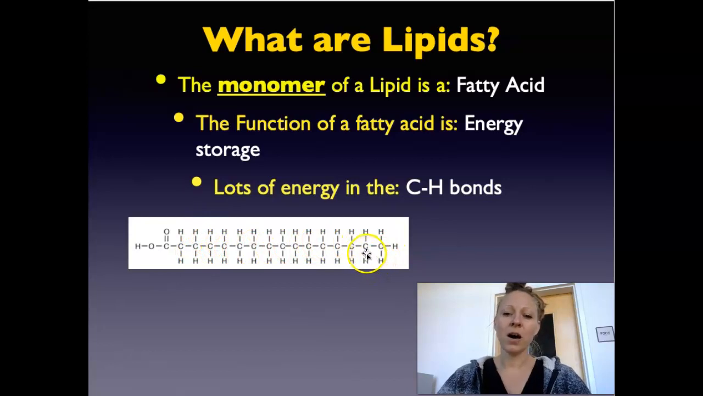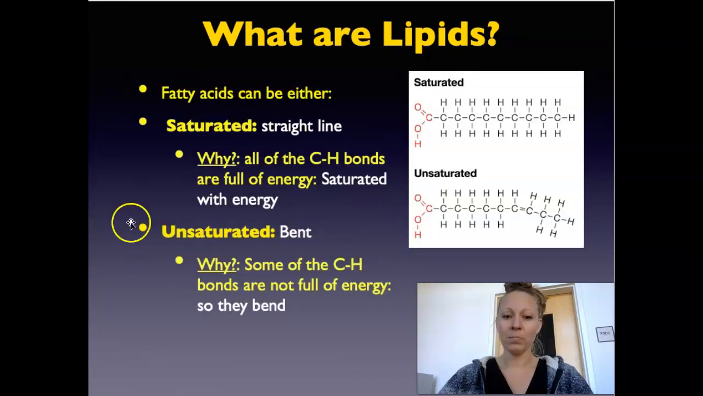And the function of a fatty acid is to store energy. So there's lots of energy in the carbon-hydrogen bond. And since there's a lot of carbon-hydrogen bonds, there's a lot of energy in a fatty acid. So lots of calories in a fatty acid. And so this is our monomer.